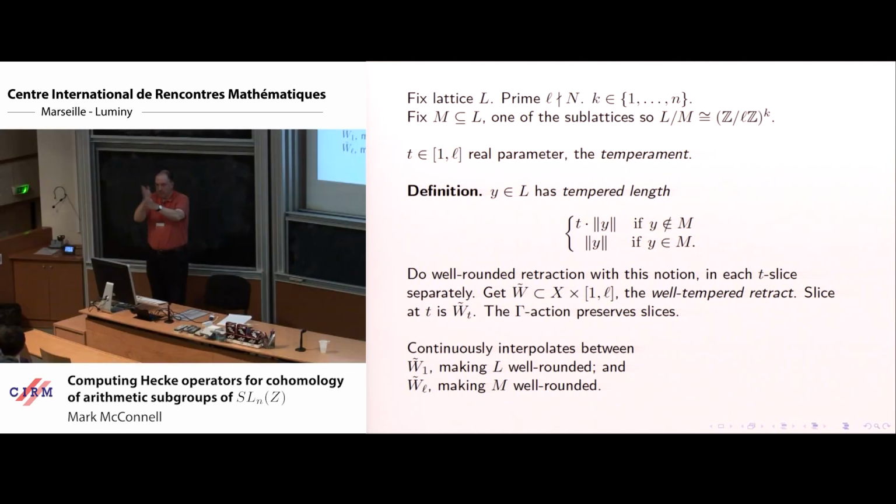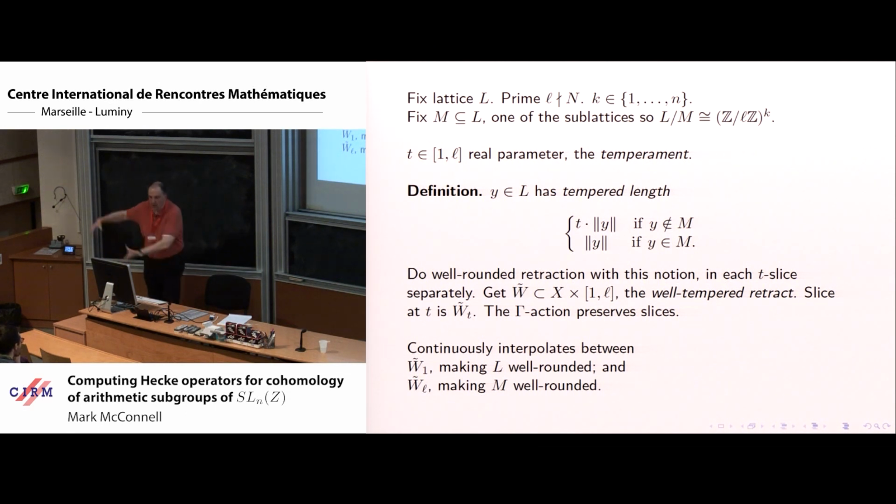Gamma acts by preserving the slices. Gamma doesn't change the t. Okay. The point again is that it's going to be a complex that continuously interpolates between its left-hand face and its right-hand face. Its left-hand face is W1. W1 means don't tell any lies, so the retraction just gets you back to the old W I had before.